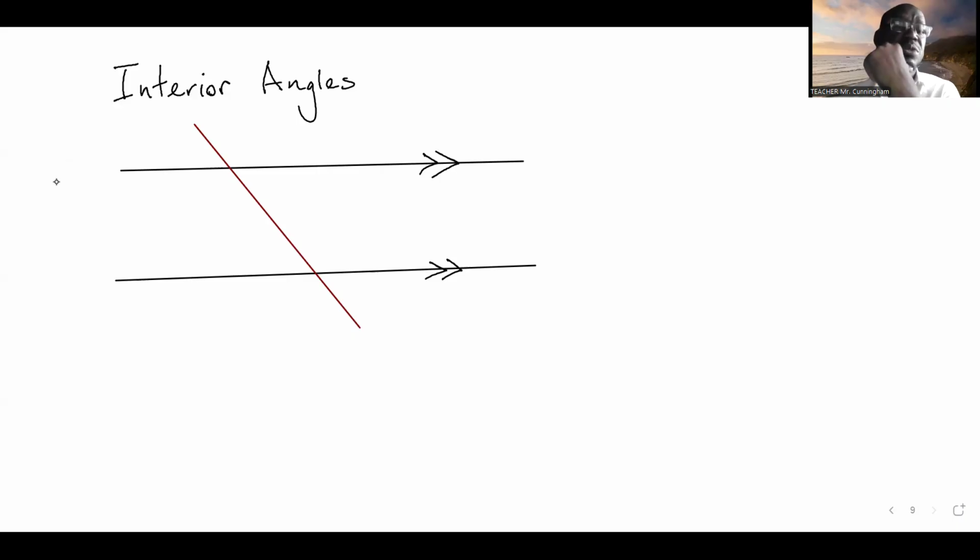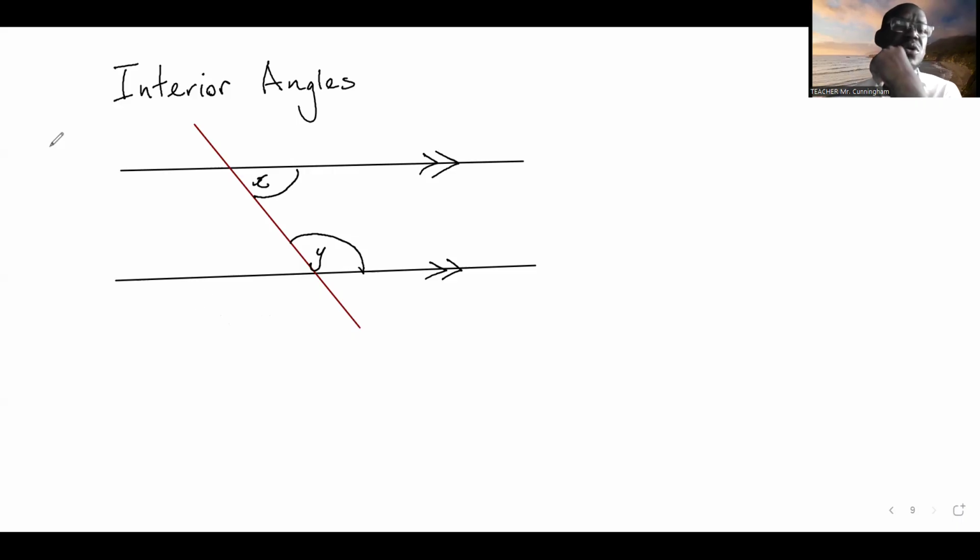So let's look for those 2 angles. Here we have an angle on the inside, and we have another angle on the inside. Let's call this one X, and let's call this one Y. These 2 angles, X and Y, are called interior angles.